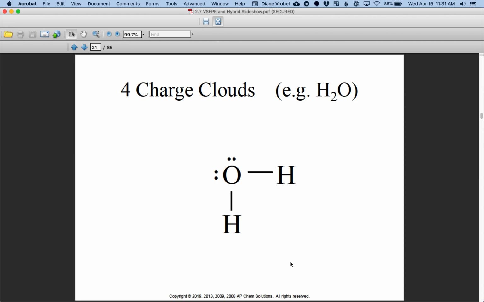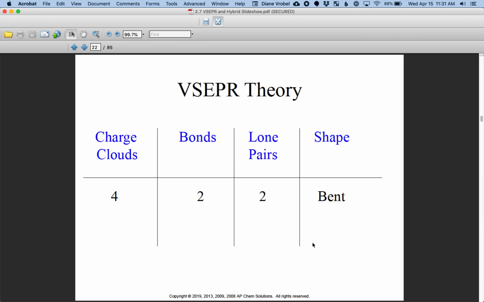Okay, here is another example where we have four charge clouds. So we have two covalent bonds and we have two lone pairs. When we look at the shape of it, once again, even though there's four charge clouds, we can't call it tetrahedral. We have to call the shape bent. So notice that when you have the addition of lone pairs, the shape is different. You've got to be cognizant of that.